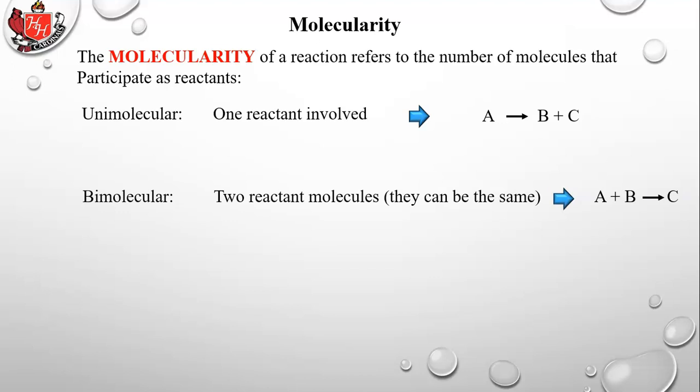Bimolecular means there's 2 reactants involved. So in this case, this is a composition or synthesis reaction. A plus B produces C. And they can both be the same, by the way. It could have been A plus A produces something. Okay. And finally, termolecular. Ter means 3. 3 reactant molecules, A plus B plus C produces D.